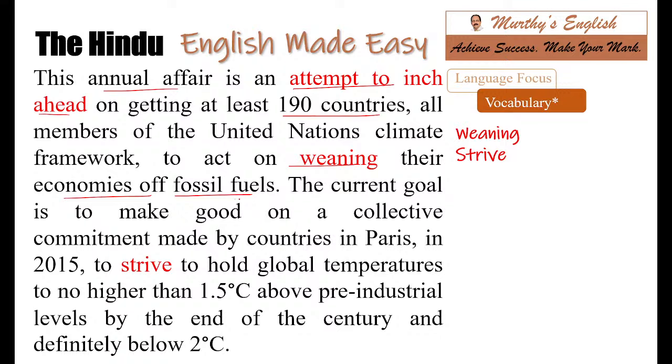Today, it's an open secret. Everyone knows that. A lot of countries depend on fossil fuels. Weaning their economies off fossil fuels means that dependence on fossil fuels should not be there, and they have to resort to renewable sources of energy. These are non-renewable sources of energy. We also use terms like fossil fuels, conventional sources of energy, non-renewable sources of energy. What is opposite? Non-conventional sources of energy or renewable sources of energy like solar, wind, all these.